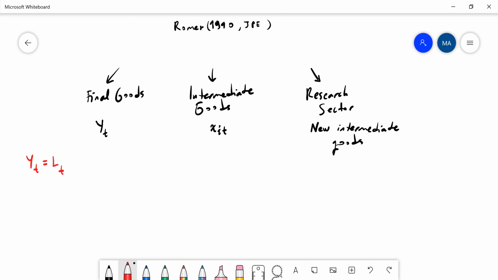There's, let's say, labor. You may use this. And there is a number of intermediate inputs. Let's say M_t of them, right? And each of them enters the production function in this manner. All right. So this is the production function of the final goods sector firms, and we assume that this sector is perfectly competitive.